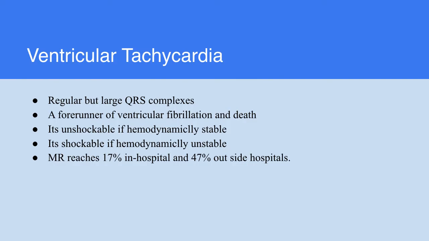Regarding ventricular tachycardia, as we have mentioned, they are regular large QRS complexes. And the importance of this tachycardia is that it's one of the forerunners of ventricular fibrillation and sudden death. Hence the importance of identifying and treating this type of arrhythmia in a timely manner. So it's a shockable rhythm if hemodynamically unstable. If hemodynamically stable, then you are going to use medications for the treatment. The mortality rate, as I have said, is 17% in hospital and 47% outside the hospital.